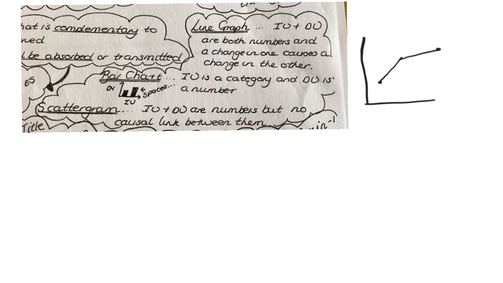Sometimes it's a little bit tricky to know what type of graph you need to draw. So over here we have a line graph. So when would you draw that? It's usually when the independent variable, the one on the x-axis, and the dependent variable are both numbers, and it's when a change in one usually causes a change in the other. So that is when you would draw a line graph.